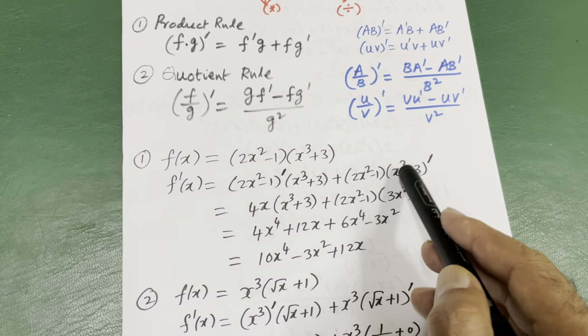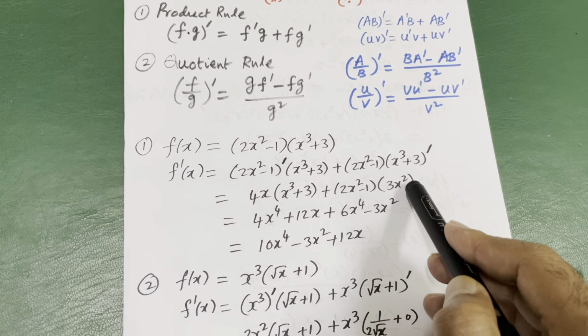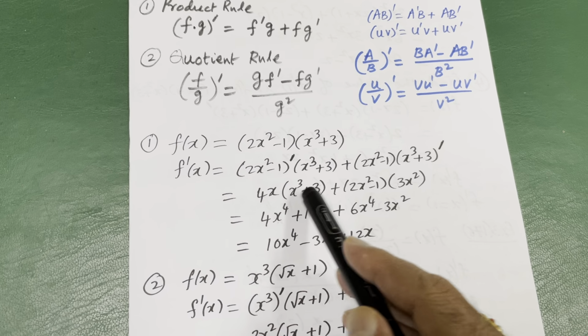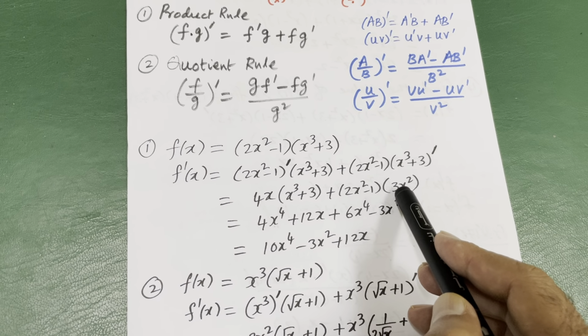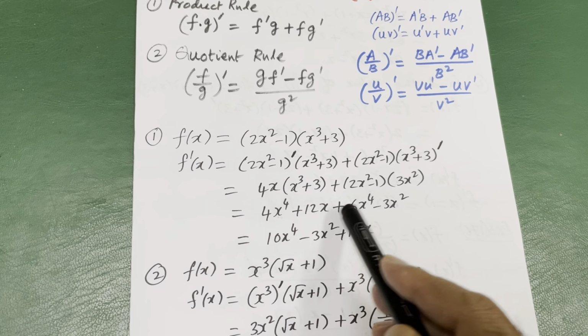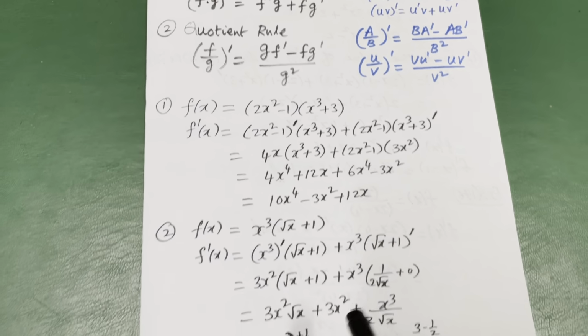Here again the derivative of x cube is 3x square. Just multiply. Here the calculus is finished. After that we need multiplication. 4x into x cube is 4x to the 4, 4x into 3 is 12x. 2x square multiply 3x square is 6x to the 4, minus 1 into 3x square is minus 3x square. 4 plus 6 is 10x to the 4, plus 12x, minus 3x square.